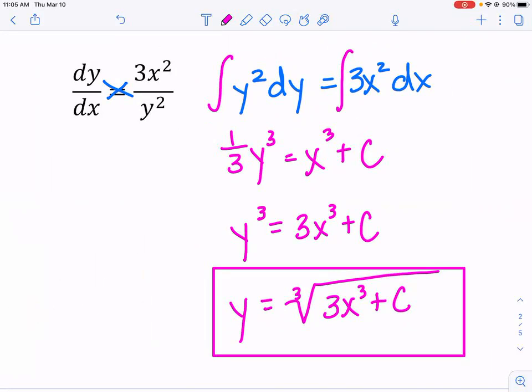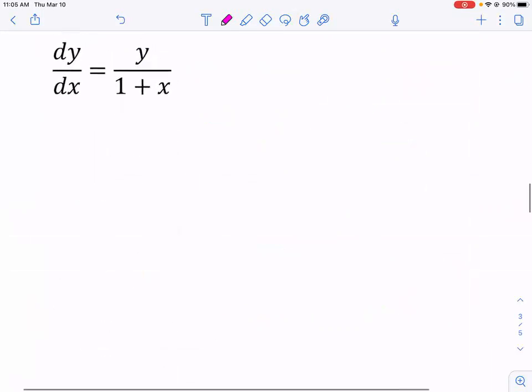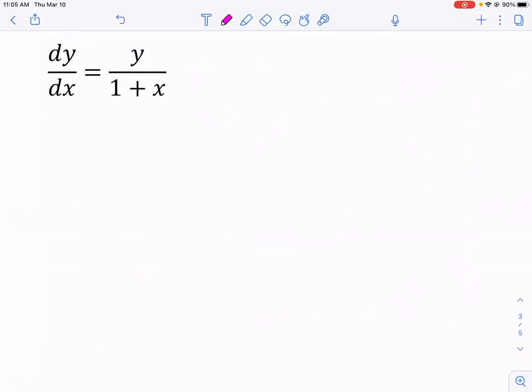Do another one. This especially is one where we need to be careful with our algebra, okay? So this is not the time to be multitasking.